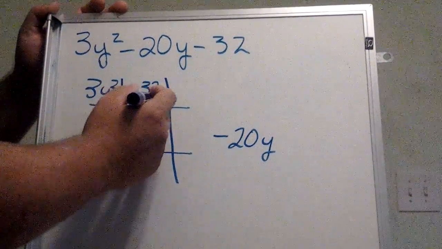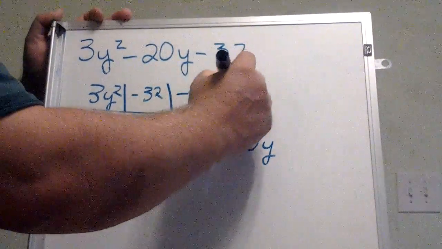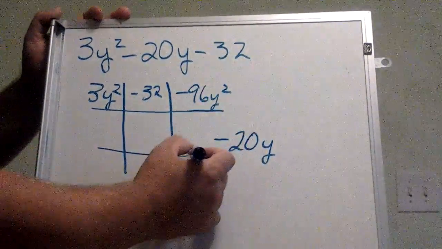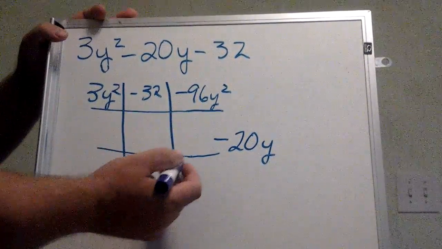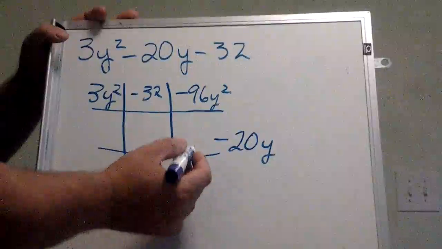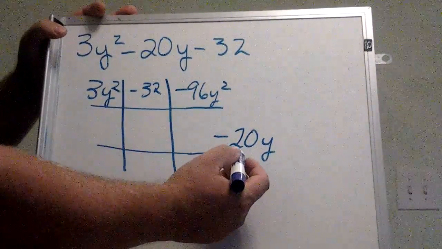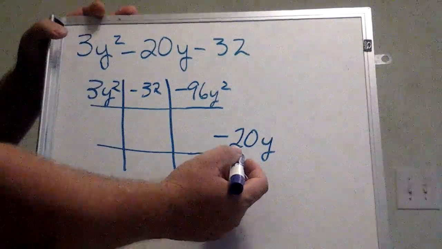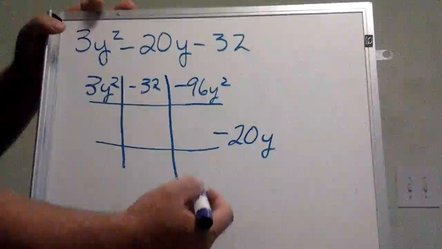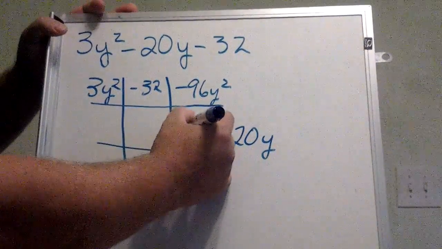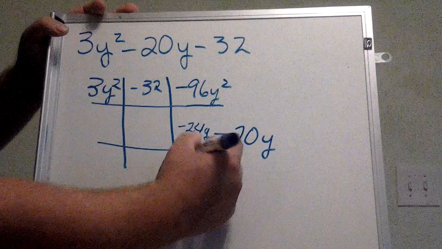3y squared times negative 32 is going to make a negative 96y squared. Okay, the next step is the most difficult one. We have to think of two factors, two things that multiply out to negative 96 and add up to negative 20. Okay, and I've worked this problem ahead of time, so I already know what they are, but you'd have to work this out a little bit. And it would be a negative 24y and a positive 4y.